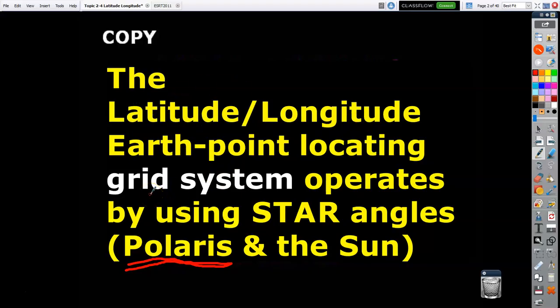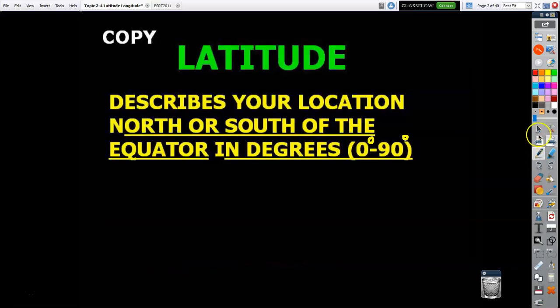It's a grid system, lines that run horizontal, lines that run vertical. It was proposed many years ago, thousands of years ago. I talked about a guy named Eratosthenes last week. He proposed the first latitude longitude system, and it's used to find your location, basically, in degrees. So let's start with latitude.